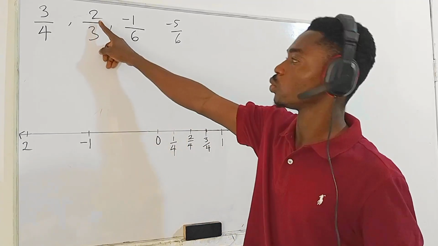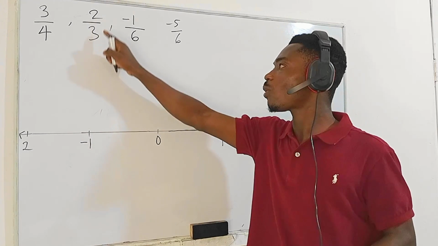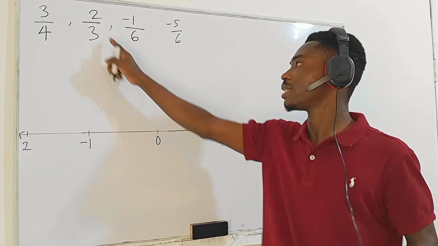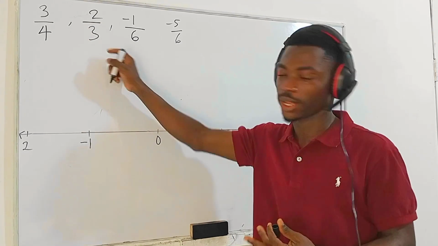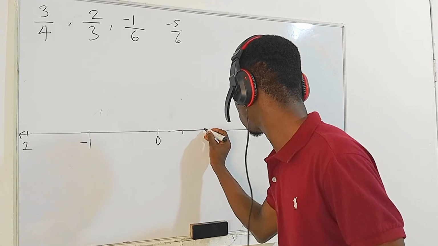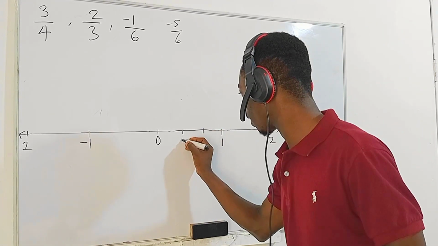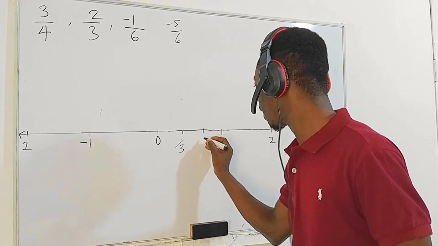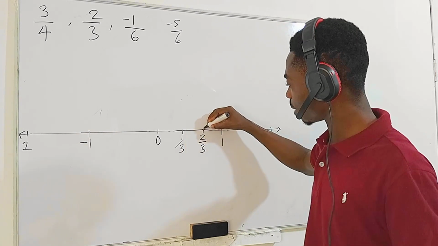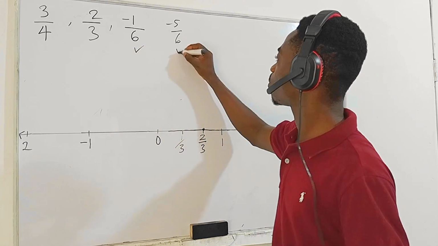Let's focus on 2 over 3. Let me get rid of this quickly. Now, for 2 over 3, as we know already, we have to divide this interval by the denominator right here, which is 3. So we are going to divide that. We have 1, 2, and 3. So that this first one here will be 1 over 3. This one will be 2 over 3. So this is where it's going to be. Very simple.